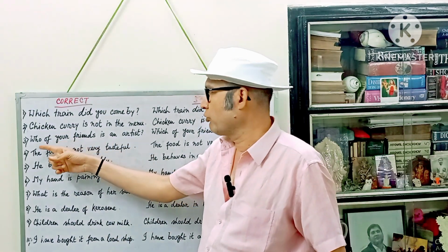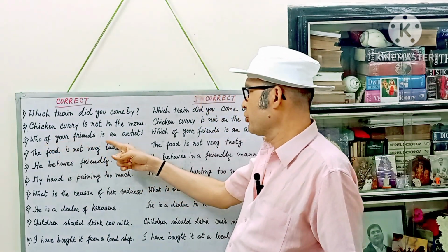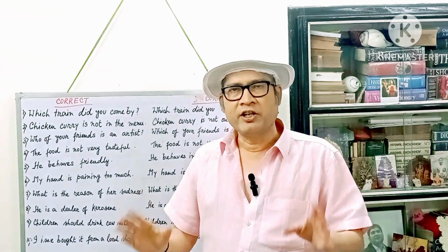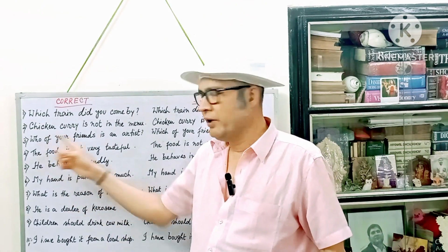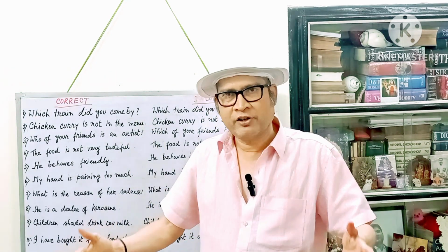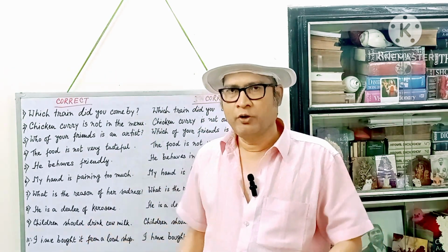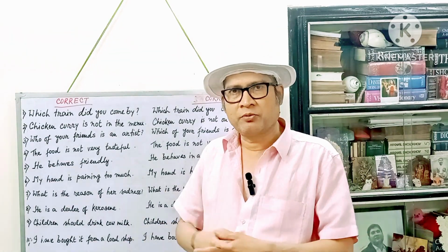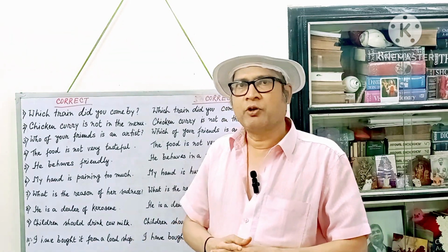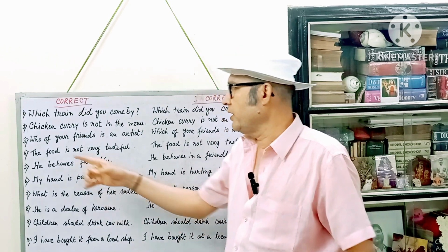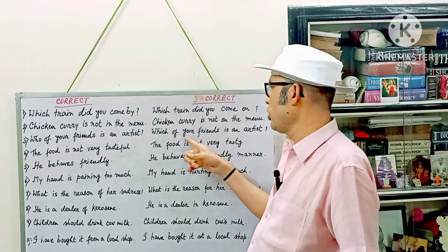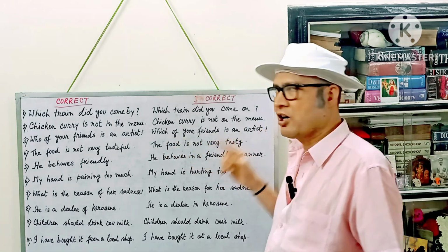Let's move on to number 3. Who of your friends is an artist? Who of your friends is an artist? Apparently correct. Even people can understand what you say. There will be no confusion. But a person who knows English in the truest sense of the term will understand that you are speaking wrong English. Because in this context, not who, but which. Which of your friends is an artist?